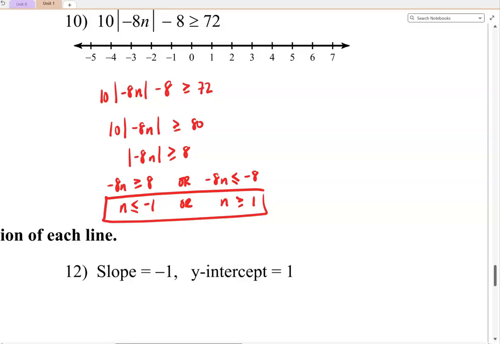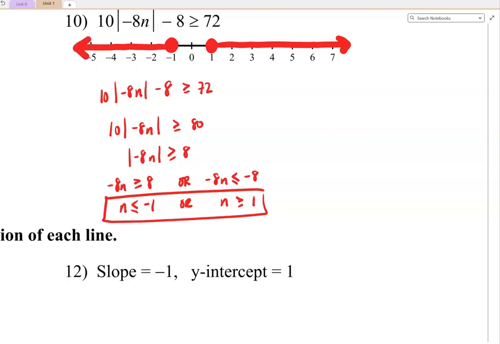So these two don't overlap. If I look at positive 1, I have to use a filled in circle here. And if I look at negative 1, the values that are greater than positive 1 are pointing to the right. The values that are less than negative 1 are pointing to the left.